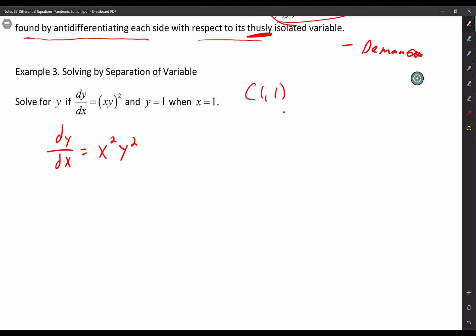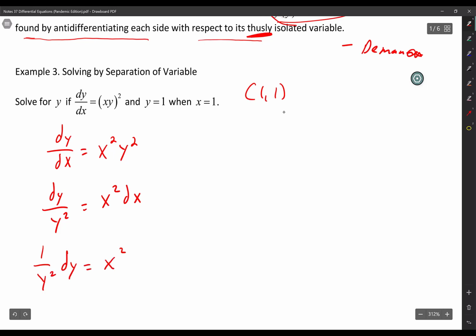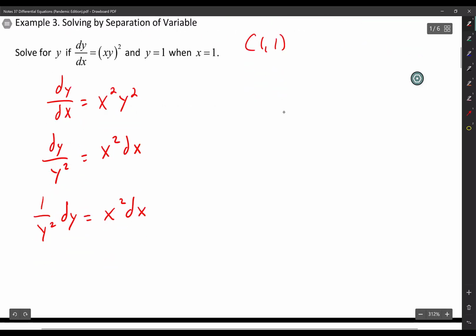Now, from there, I'm going to get all the y's to the left, all the x's to the right. So I'm going to write dy over y squared equals x squared dx. Does everyone know what I did? I had to divide by y squared to get it to the left. So here we go. I'm going to rewrite it.